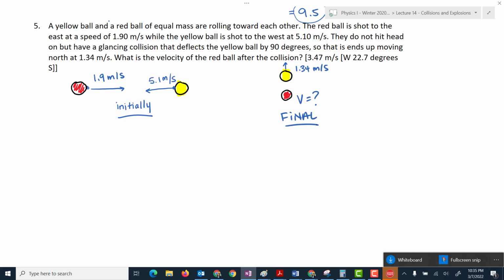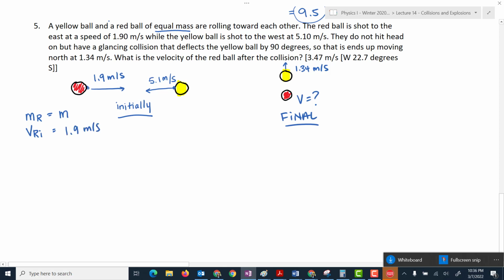But we notice in the question that things are not just moving left and right. They were initially, east and west, but finally something's starting to move north, so we're going to have some angles happening. That again means that we need to decompose everything into x and y components. So I'll call this one MR for red. And it tells us that they have the same mass, so I'm going to just say both of their masses are m. And then VR initially is 1.9 meters per second.